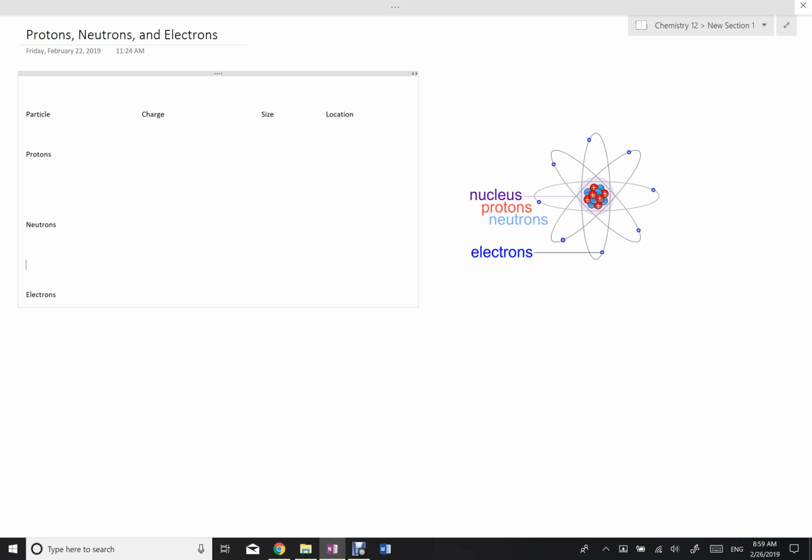Okay, in this video I'm going to talk about protons, neutrons, and electrons. These are the three basic particles that make up the atom. Here we have a nice picture of the atom.